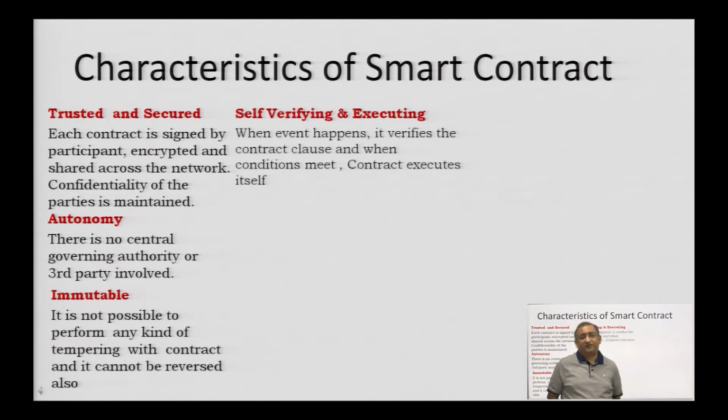Self-verifying and executing, that is important. Whenever an event happens, the contract clause is verified, and when the conditions are met, the contract executes itself. So, whenever an event is received by the smart contract platform, the smart contract self-verifies the clause and transaction, and if needed, starts doing the execution itself. No manual intervention is required.